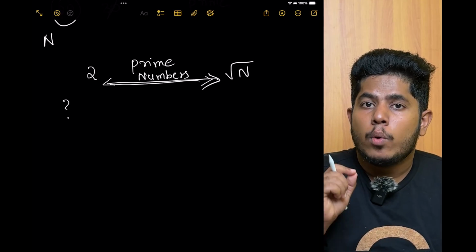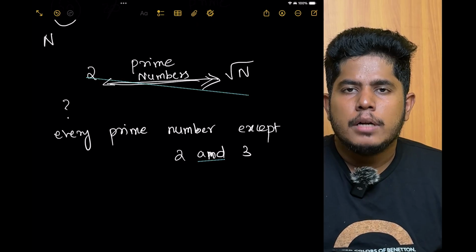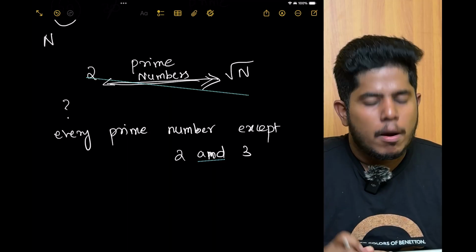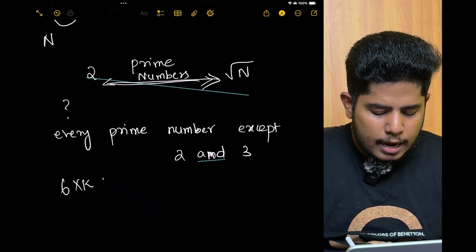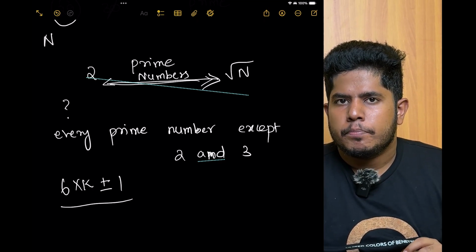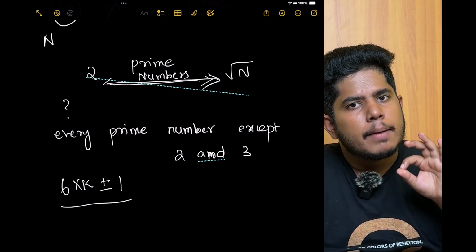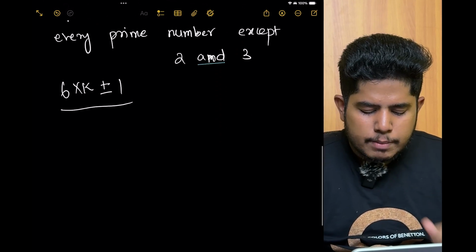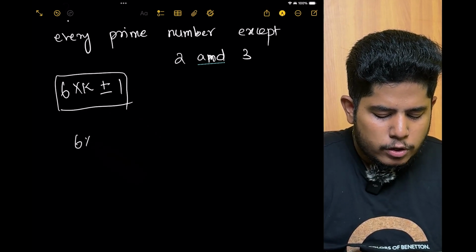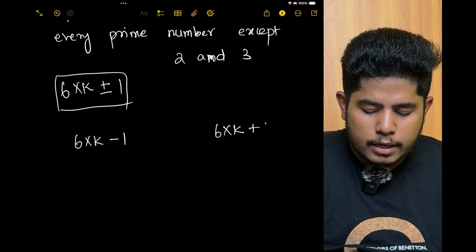So here is where I want to speak about a very interesting property. Every prime number except 2 and 3 is of the form 6 multiplied by k plus or minus 1. If you pick any prime number apart from 2 and 3, it is of the form 6k plus or minus 1. Let's take some examples and understand. I will make this into two different equations. One is 6 multiplied by k minus 1 and one is 6 multiplied by k plus 1.